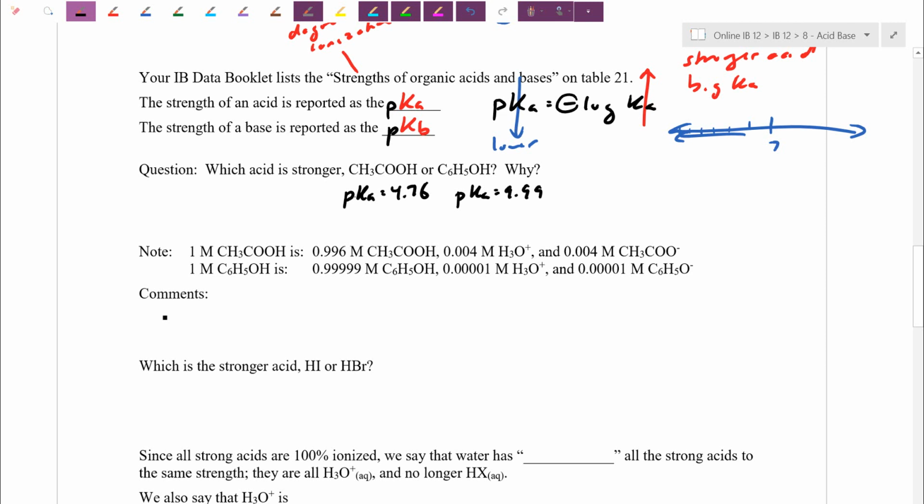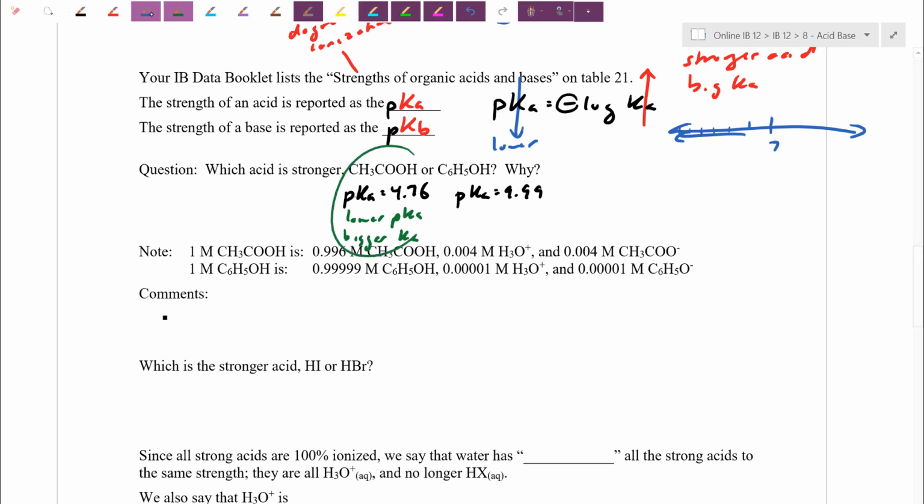Remember, it was reported as the power of Ka or the power of Kb. In this case here, they're both acids, so Ka. In this case here, remember, the lower the pKa, in fact, it means the bigger the Ka, the stronger the acid is. So we would imagine that between these two here, the acetic acid is a stronger acid.